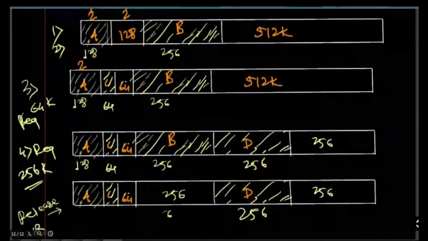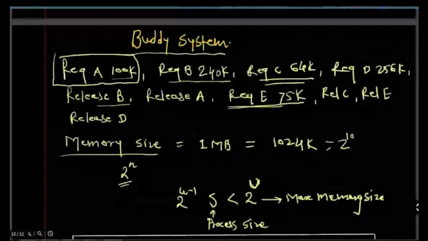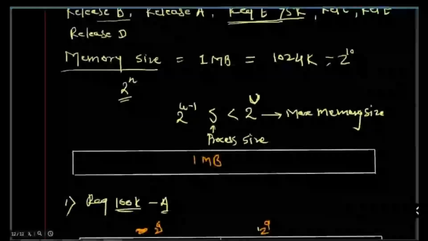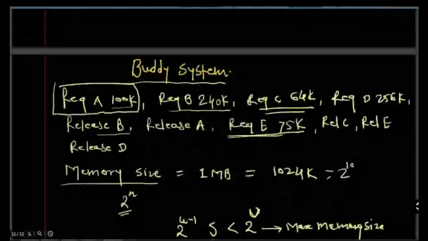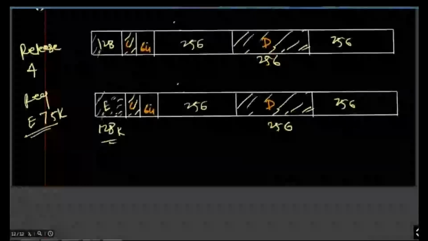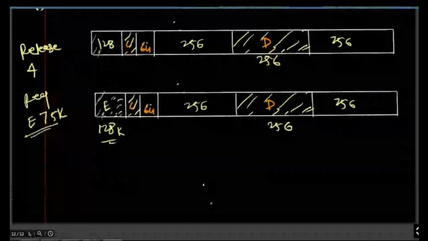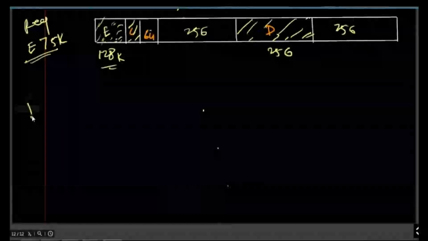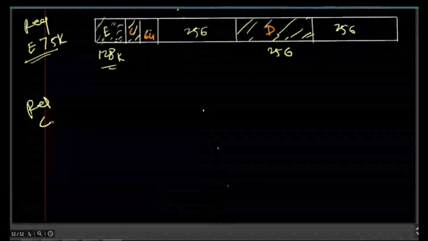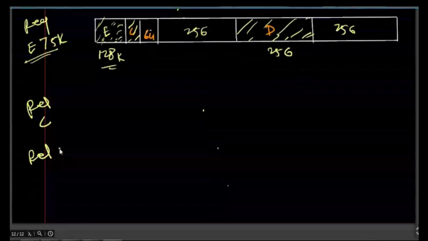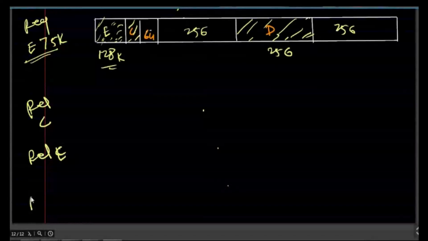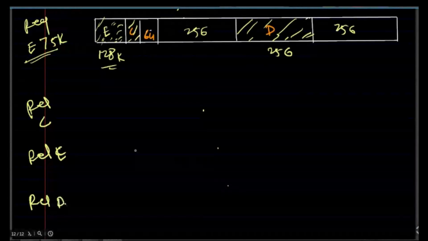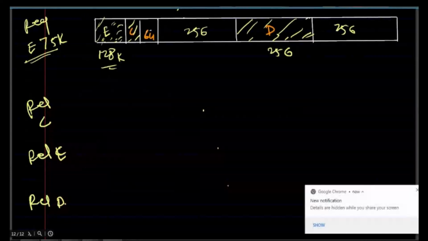Okay, now the next requests are release C, release E, release D. Let me write these requests: first is release C, release E and finally release D. These are the three requests that we have to process. Okay, so we will copy this.